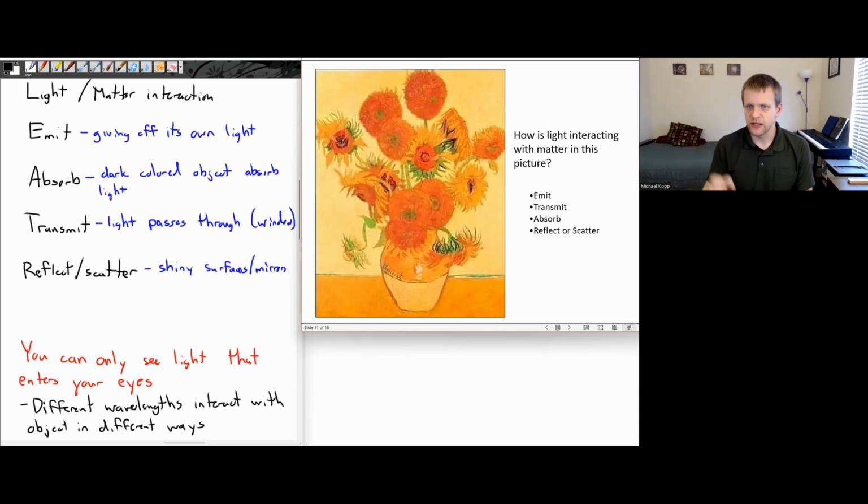So let's try this one. How is light interacting with this picture? So we have this painting. We can see lots of oranges and yellows and reds. So if this is being illuminated by just ordinary white lights, all those different colors of light are coming in. The reds and the yellows are being scattered and going into your eye, so you see those colors. Everything else, the greens and especially the blues, those are being absorbed by the painting. So you've got some light being absorbed, some of the light being reflected and scattered.